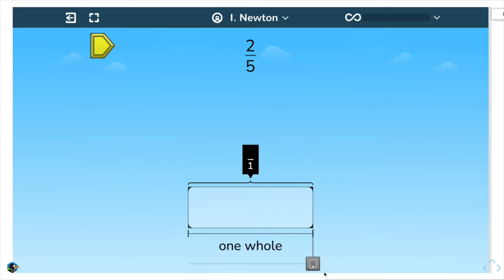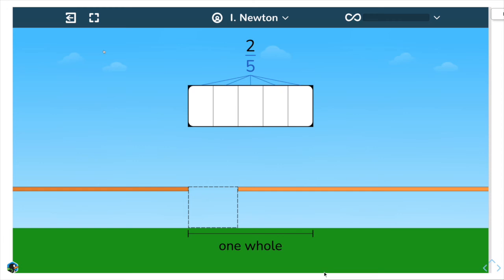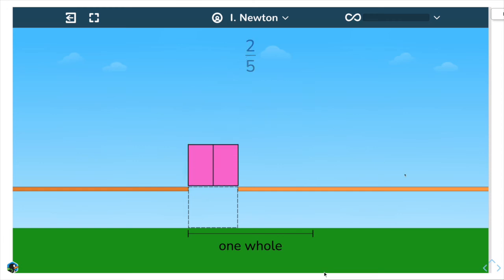So as I drag this slider, it breaks the whole into an increasing number of equal parts, and we'll choose 5. Now I can drag this slider, and I'm going to choose 2 of these parts. I've built 2/5. Students will solve tons of these problems until they have a really strong fraction schema.